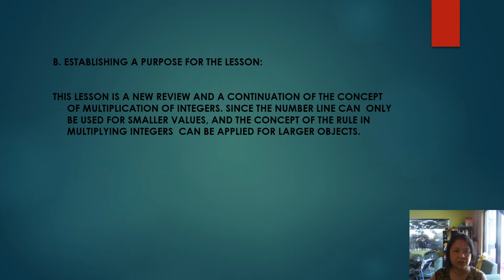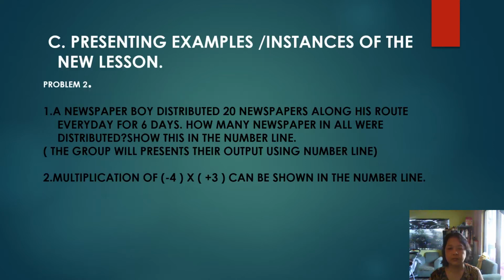Letter B, establishing a purpose for the lesson. This lesson is a new review and the continuation of the concept of multiplication of integers. Since the number line can only be used for smaller values, the rules in multiplying integers can be applied for larger numbers. So we are now presenting examples, instances of the new lesson.